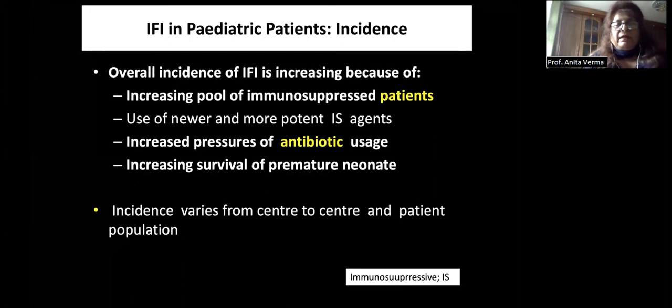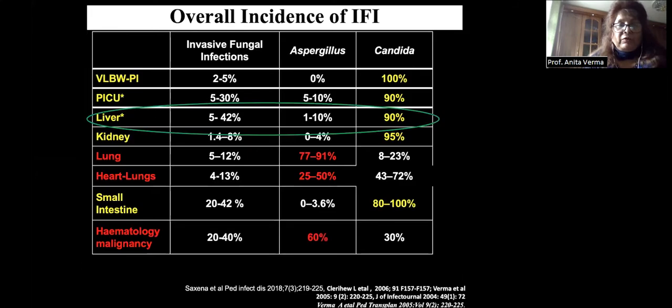The incidence in pediatric patients is variable, and there is not much data. Most of the available data is in transplant patients and in neonates. An increasing pool of immunosuppressed patients, use of newer and more potent immunosuppressive agents, increased antibiotic pressure, and increased survival of premature neonates are contributing to the increasing incidence of fungal infection in the last decades. Incidence varies from center to center, and also depends upon the patient population.